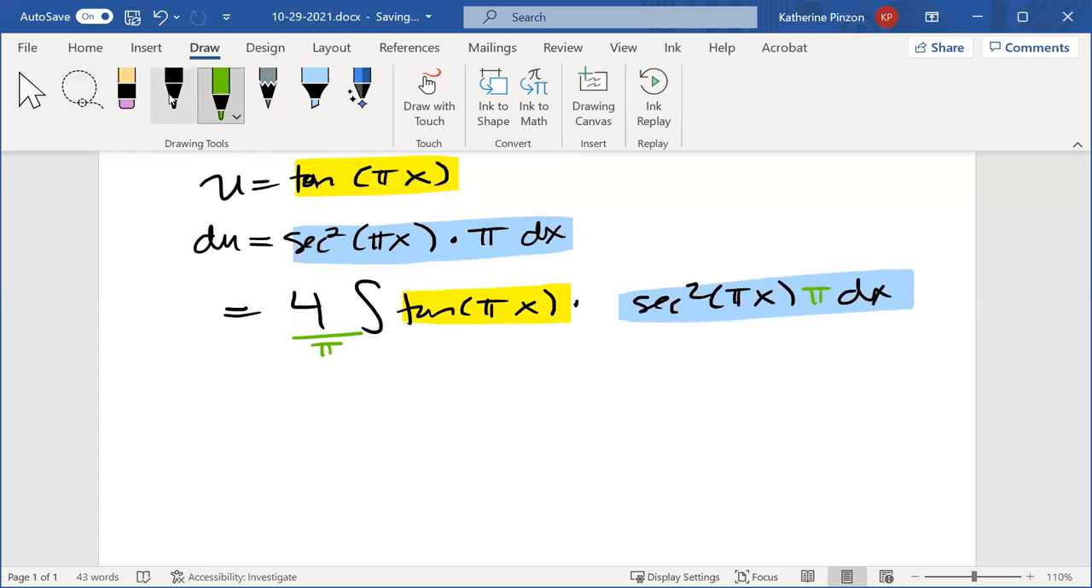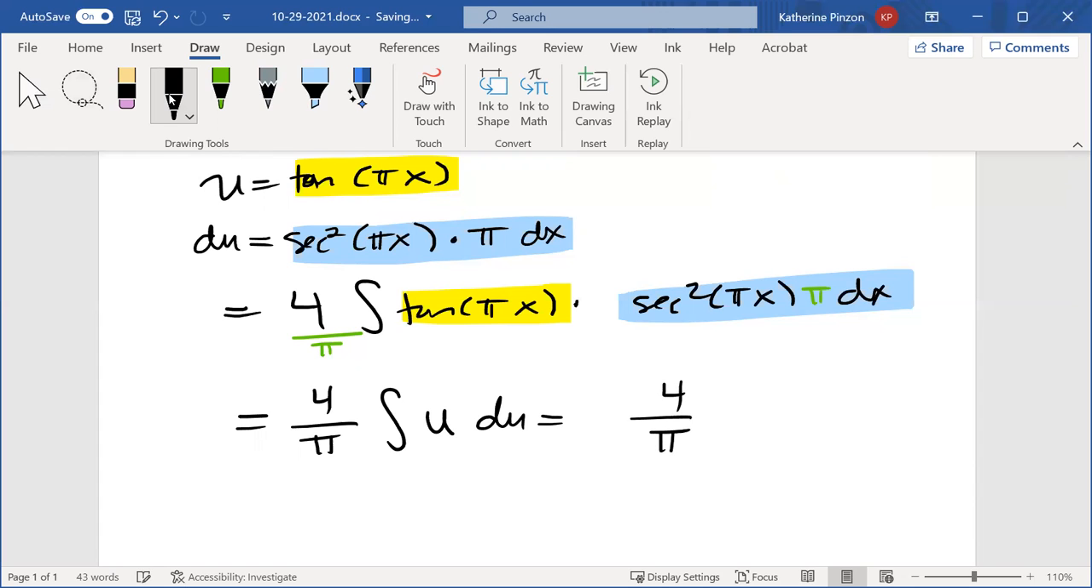Okay, so now I'm going to put in u's. 4 over pi. The yellow stuff was u. The blue stuff was du. Okay. How do you integrate u? Add 1 to the power, divide by the new power. So u to the second over 2 plus c.